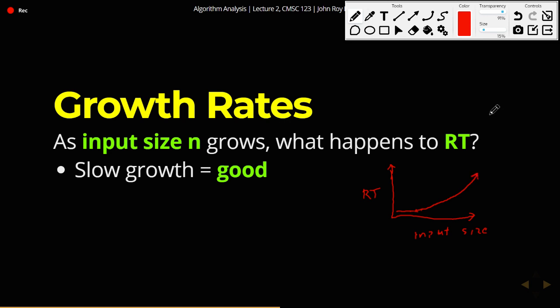Okay. But if we have a fast growth, that is bad. For example, as we increase the input size only by a small amount, and then the running time already increases a lot, so it has a steep growth rate, this one is bad. Even for a small input size here, the running time is already up here. Compare that to the slow growth rate, where if the input size is here, the running time is still here. So that is what we mean by the growth rate. Slow growth is good, fast growth is bad.